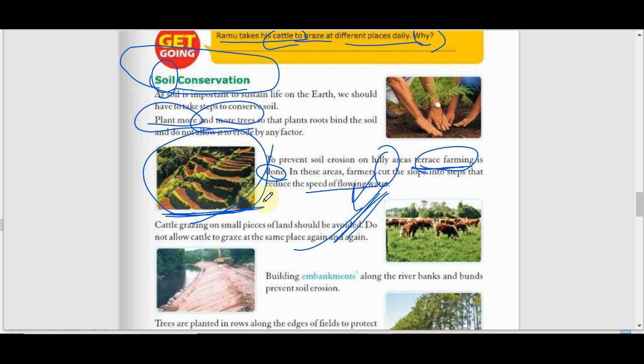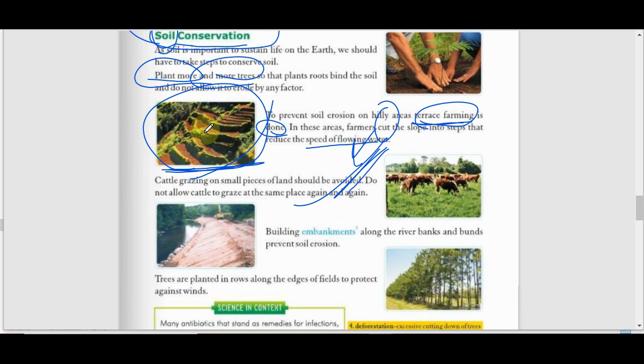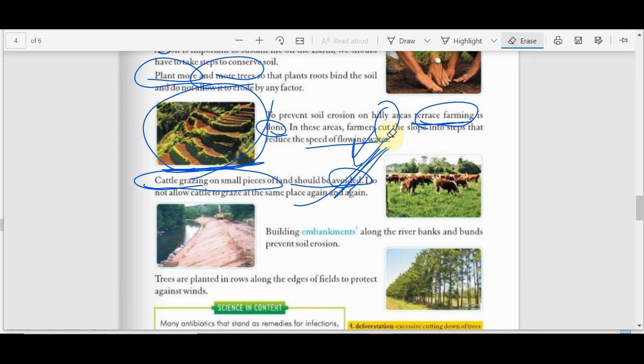because it reduces the speed of the flowing water. Now the second, you will see that cattle grazing on a small piece of land should be avoided. And how can we avoid it? Because if we allow our cattle to graze on a large surface area, and we are not allowed to graze again at the same place.